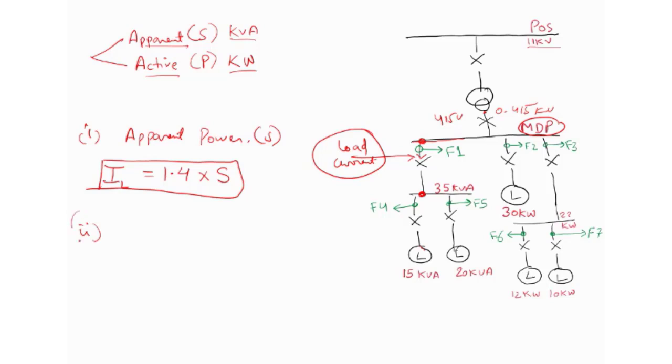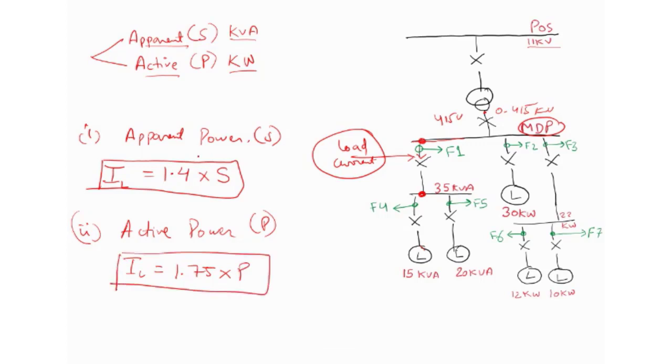Second, we have active power, which will be capital P. To calculate the load current from active power, I will use load current equals 1.75 into P. So we'll use these two equations to calculate our load current: one for apparent power and one for active power.